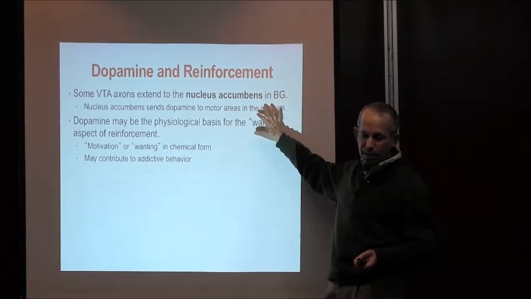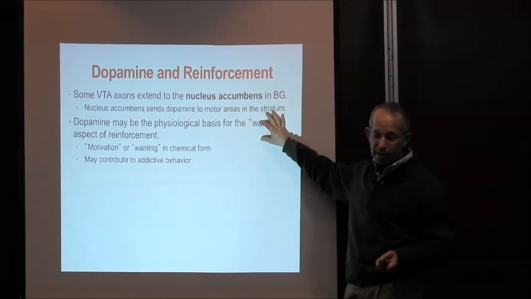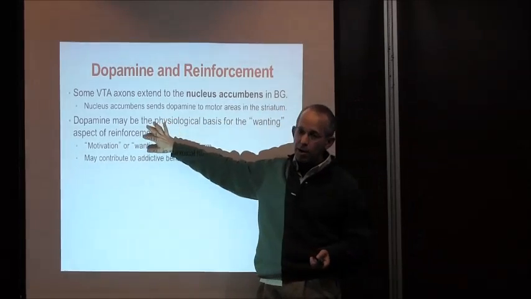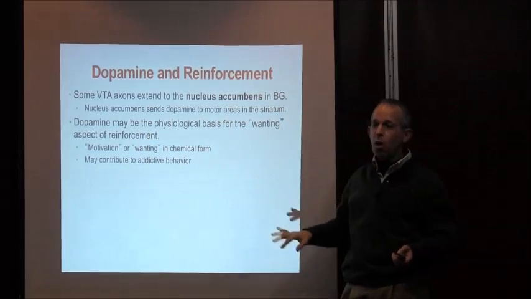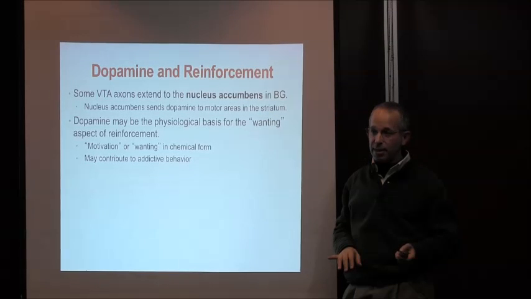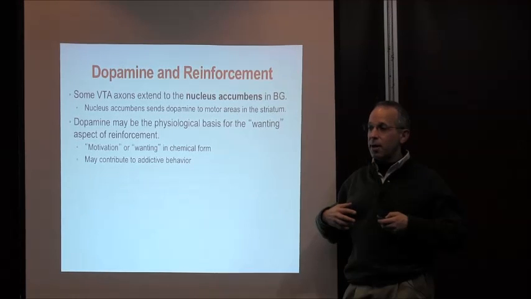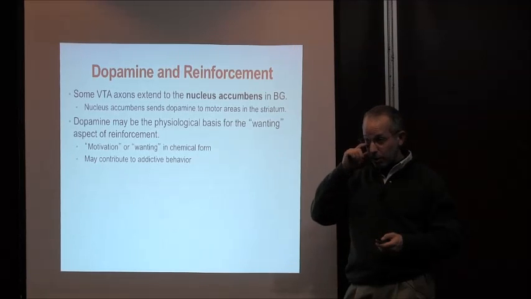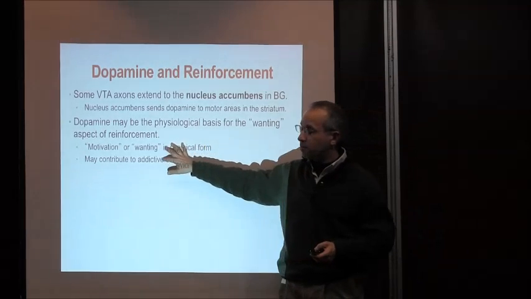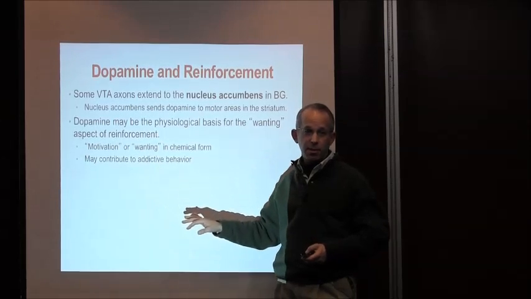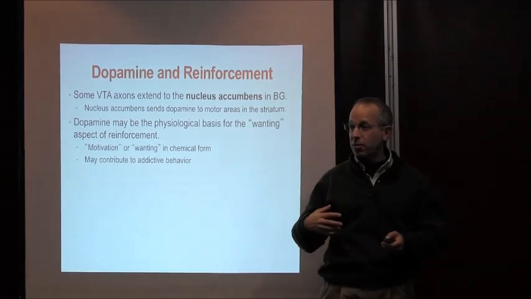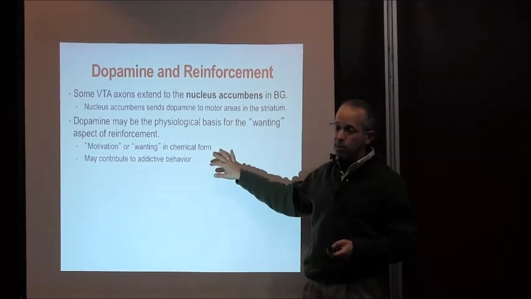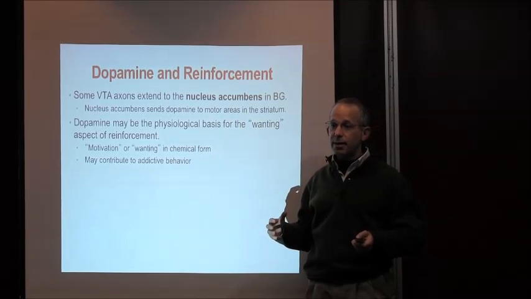Some of these VTA neurons extend to the nucleus accumbens in the basal ganglia. Nucleus accumbens sends dopamine to motor areas. So dopamine, it's been argued, may be the physiological basis for wanting aspects of reinforcement. The idea is that you're wanting something, this craving, is controlled by dopamine, which is why it's very often believed to be involved in addictive behaviors. The way in which dopamine modulates the degree to which you want something, or your motivation, is what's disrupted in drug addiction.